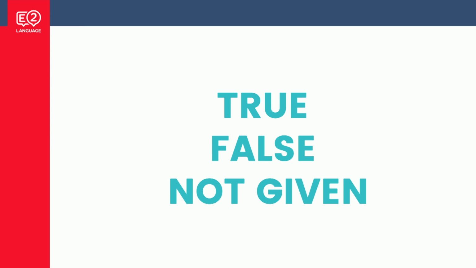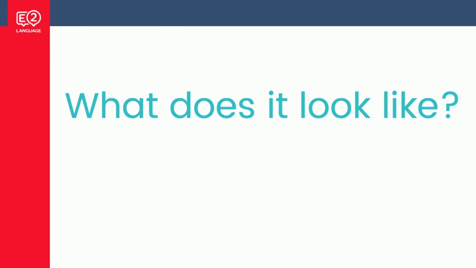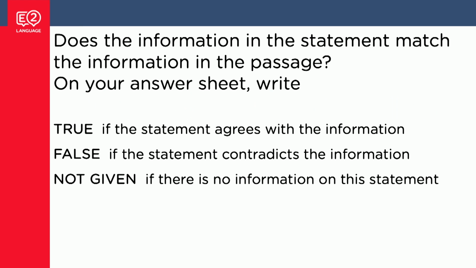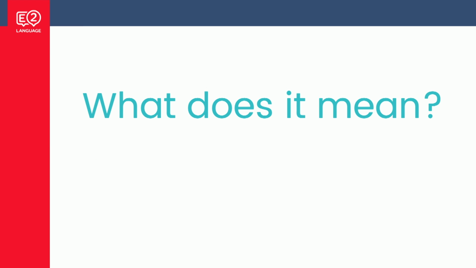So true, false, not given is just one of the question types you might get in IELTS reading, general or academic. What does it look like? Well, of course you get a reading text and then you get a set of questions or statements, and then you'll see these instructions. Does the information in the statement match the information in the passage? On your answer sheet, write true if the statement agrees with the information, false if the statement contradicts the information, and not given if there is no information on this statement. So what does this mean exactly?